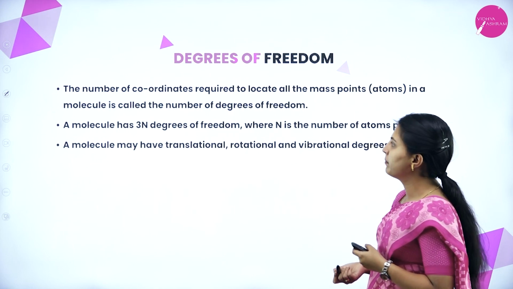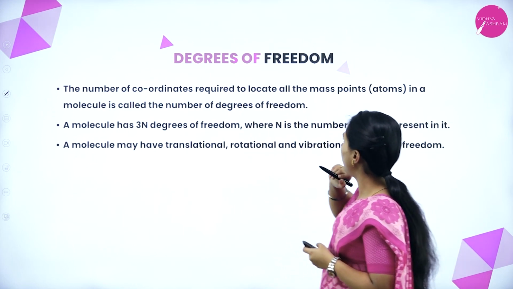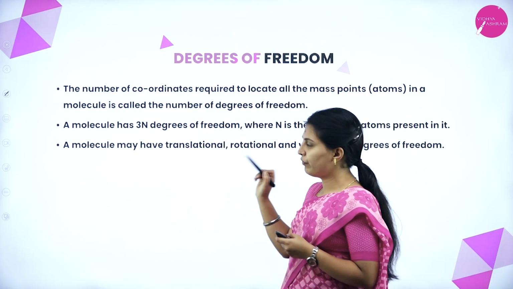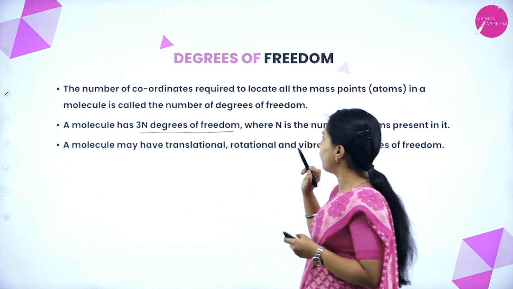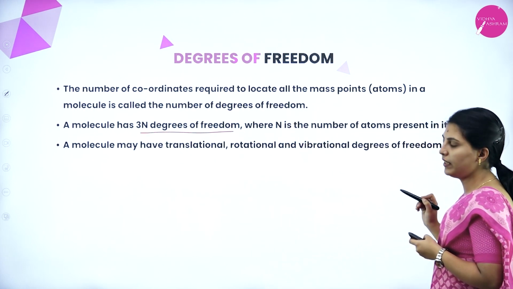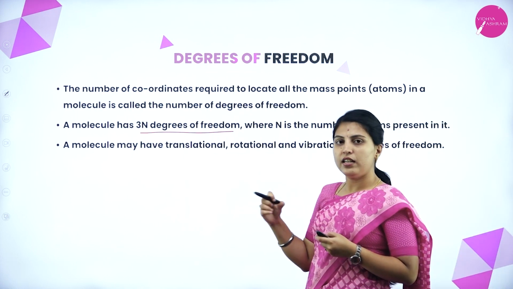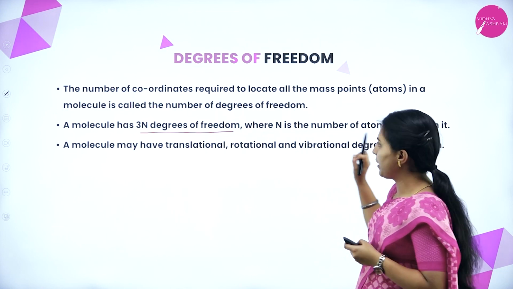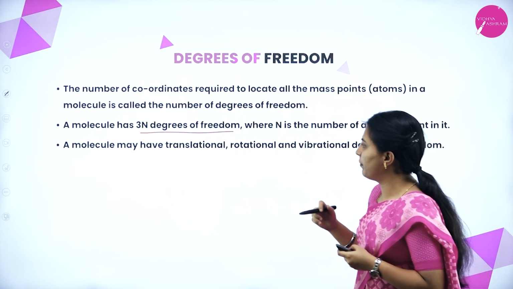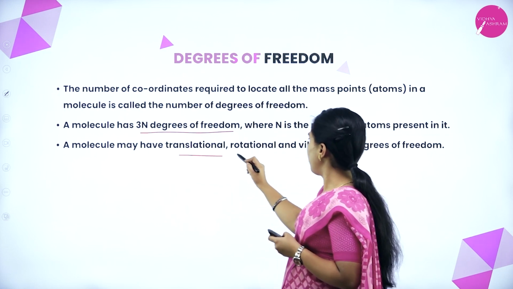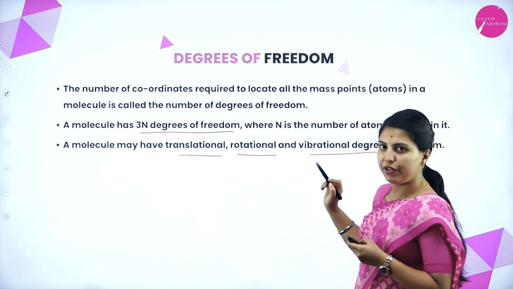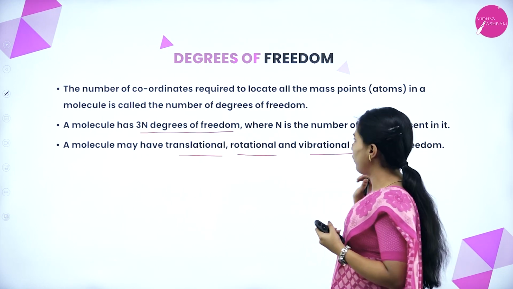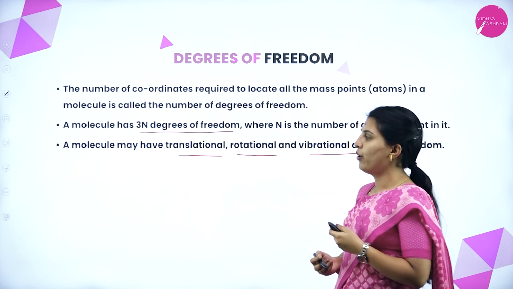Next, degrees of freedom. The number of coordinates required to locate all mass points, that is atoms, in a molecule is called the number of degrees of freedom. A molecule has 3n degrees of freedom, where n is the number of atoms present in it. In a molecule, there are so many atoms, and based on the number of atoms present, we give the degrees of freedom. A molecule exhibits three kinds of degrees of freedom: translational, rotational and vibrational.